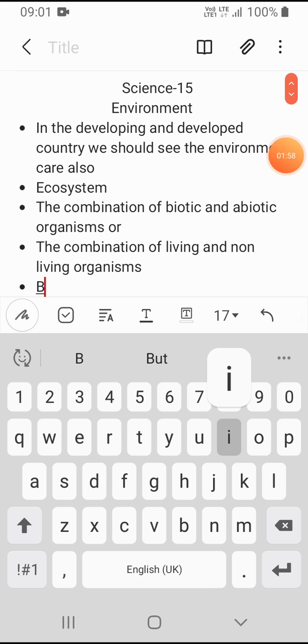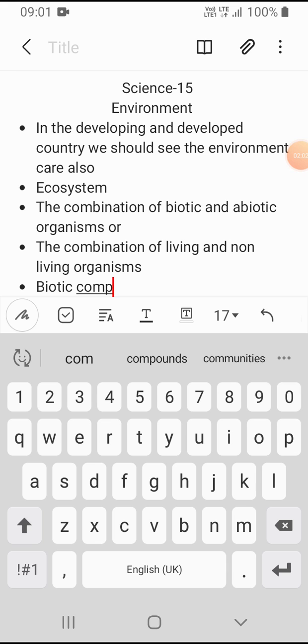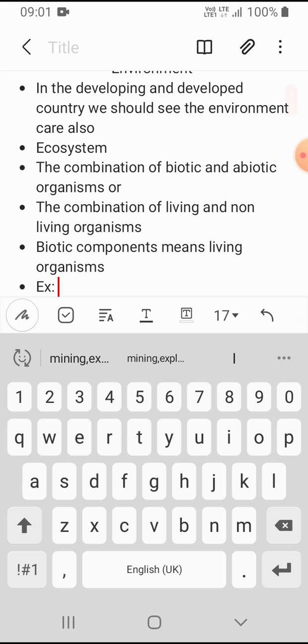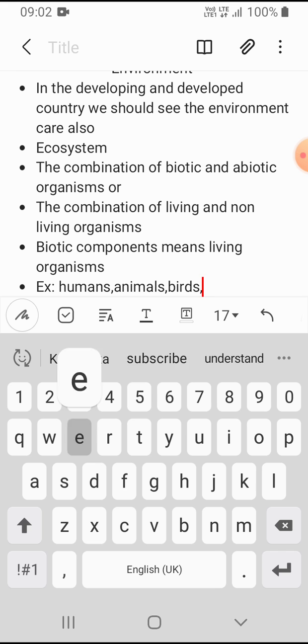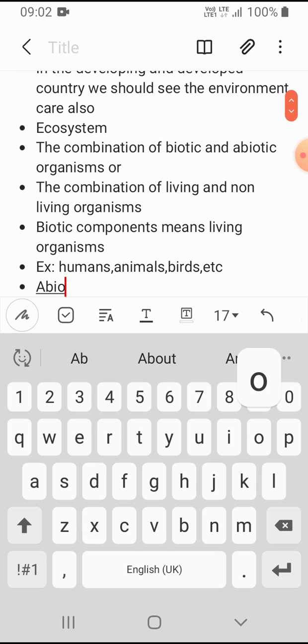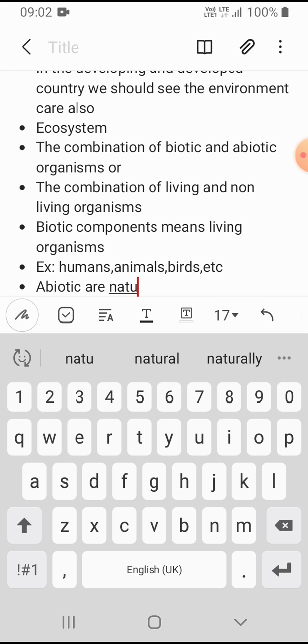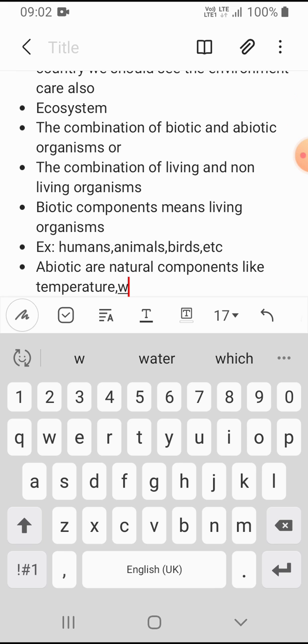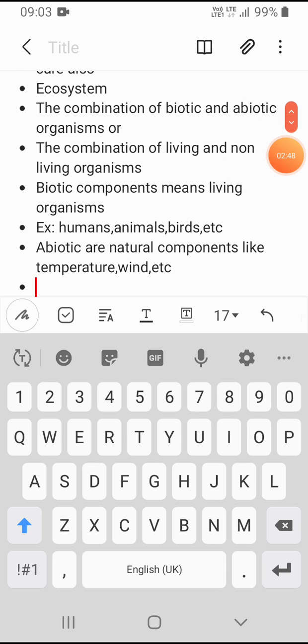You know, biotic components means living organisms, for example humans, animals, birds, and other living organisms. And abiotic components, we can say natural components, like temperature, wind, etc.